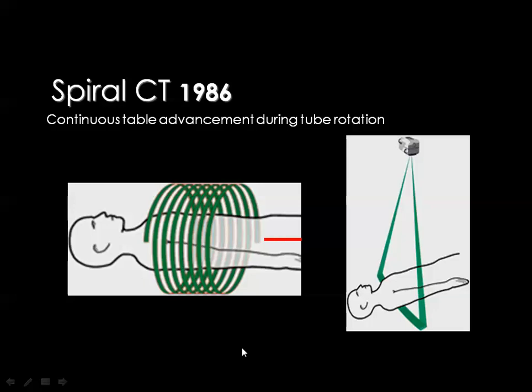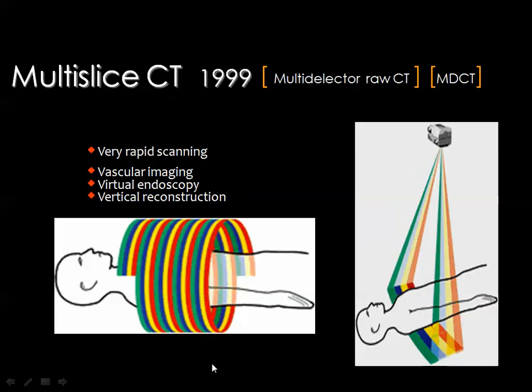But what happens if you put in front of the X-ray tube more than one detector? And this is the new machine, which is known as the multi-slice or the multi-detector CT. If you put 4 detectors in front of the X-ray tube, then you get 4 sections per tube rotation, and you can reduce the scanning time to a quarter of the time of the spiral CT by using 4 detectors.